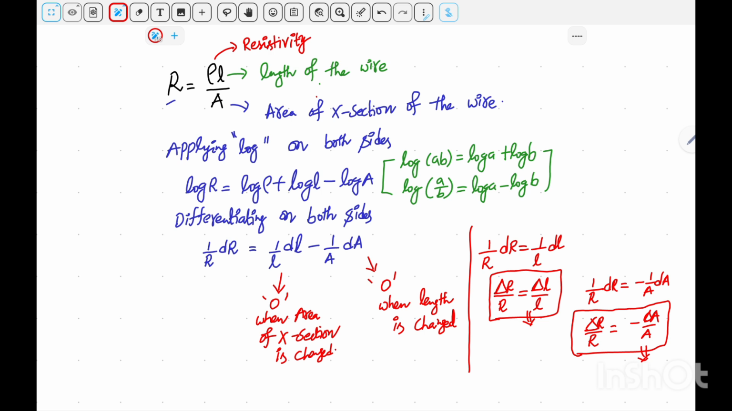In the next video, we will see the situation when the wire is stretched or drawn or twisted. This is the situation when the wire is under normal dimensions. We have not twisted the wire, we have not drawn the wire, and we have not stretched the wire. We consider the wire as it is.